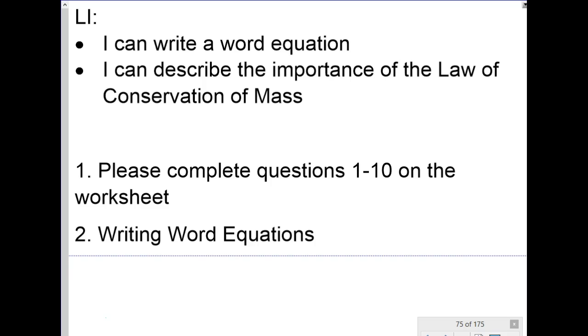Some of you are doing commercial cooking in period 1. Okay. All right, so you're going to be making me some tasty things?